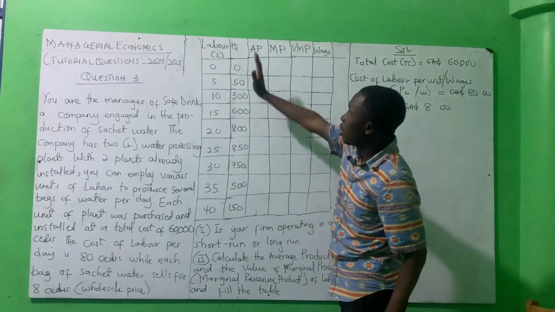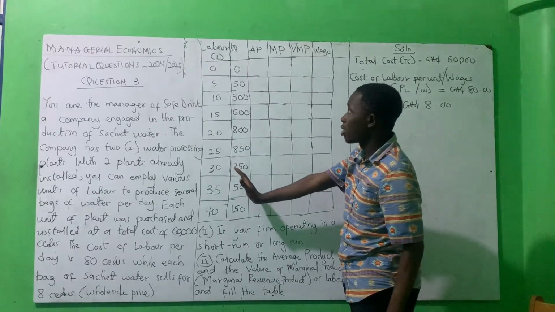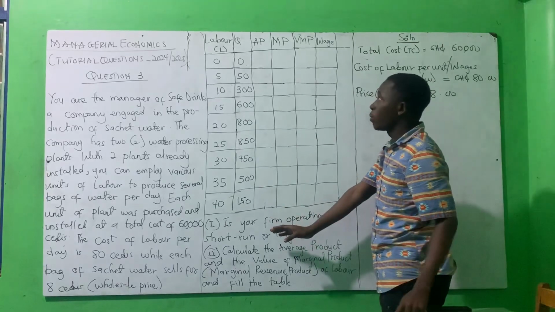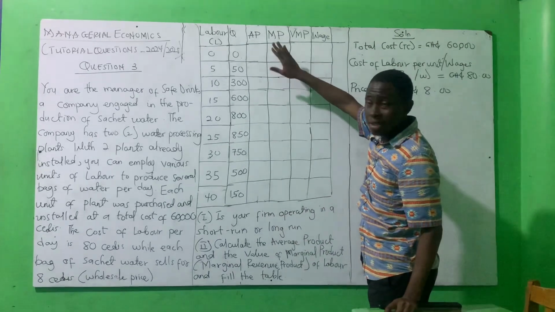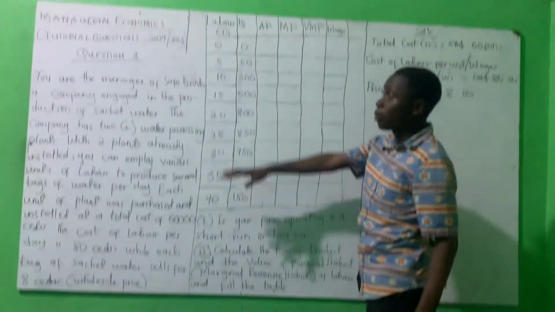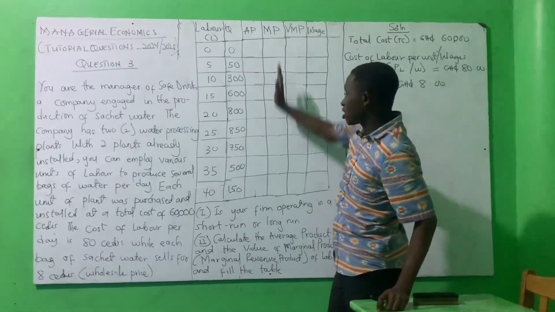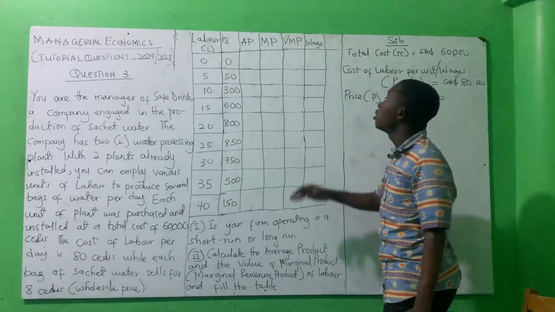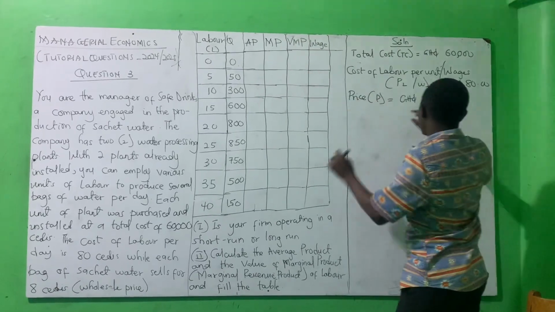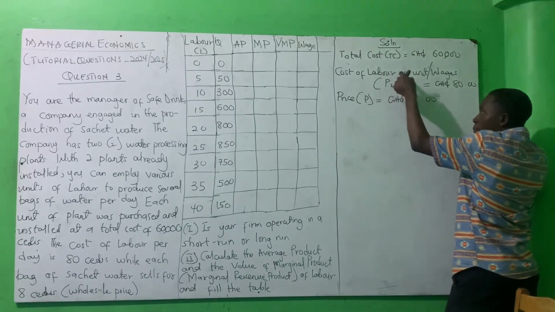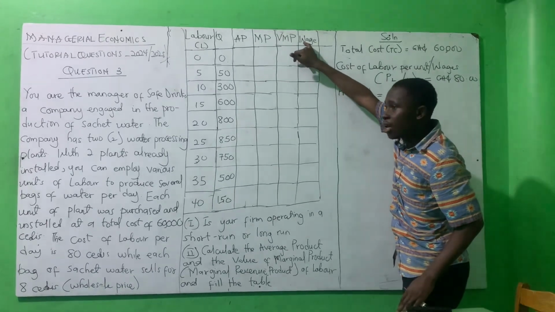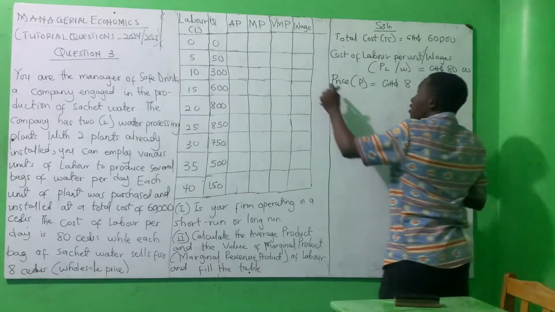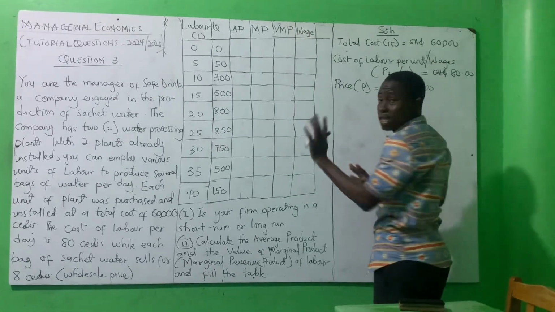This is the labor column. Q is output, so this is the quantity column. AP means average product. This is the average product column, AP. MP means marginal product. So this is the marginal product column. Since we are dealing with labor, it is the marginal product of labor. This is VMP, value of marginal product. This is wage. Remember, as I said, wages is the same as cost of labor per unit. So either you see wages here, or in a different question you might see cost of labor per unit. That's PL. So in case you don't see wages here and you see PL, it's the same thing.